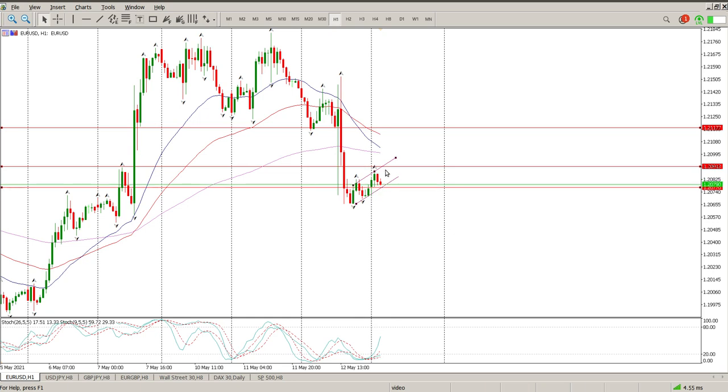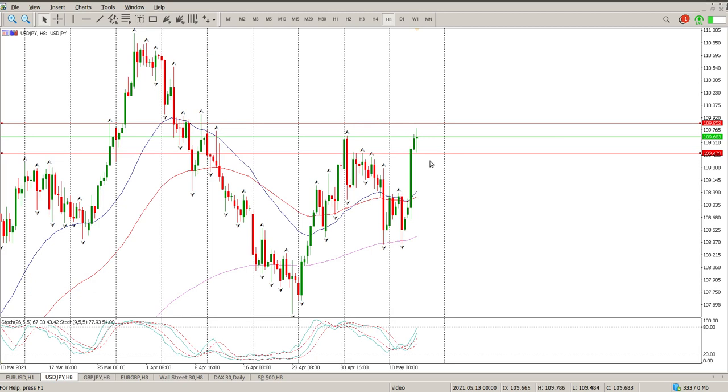So any kind of pullback into this area here, 129.13, and even up until 121 dead, I think would be a perfect opportunity to look for shorts. Your stop is going to be above this level here of 121.177. Moving on to US dollar Japanese yen, a little bit of a better scenario here.